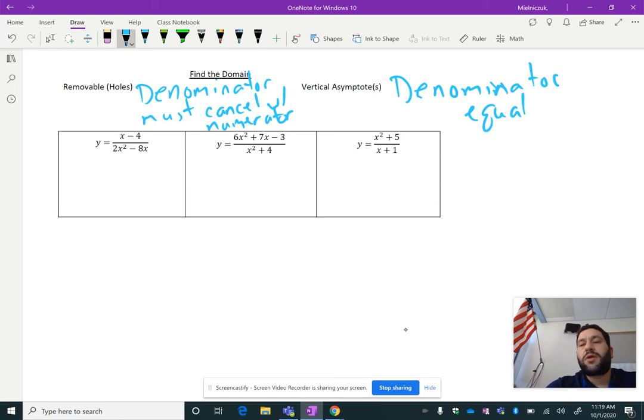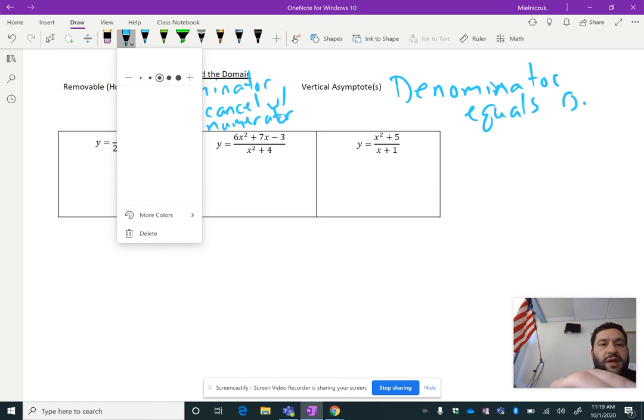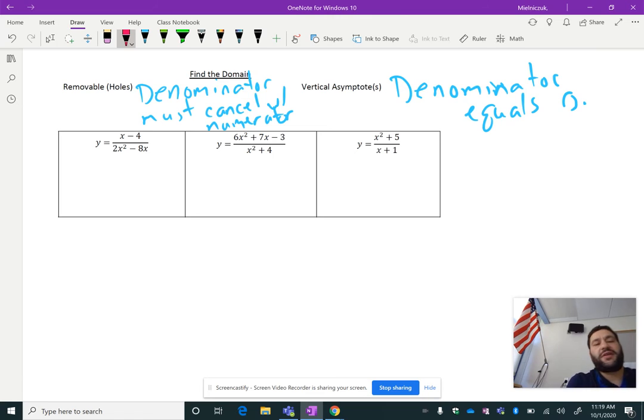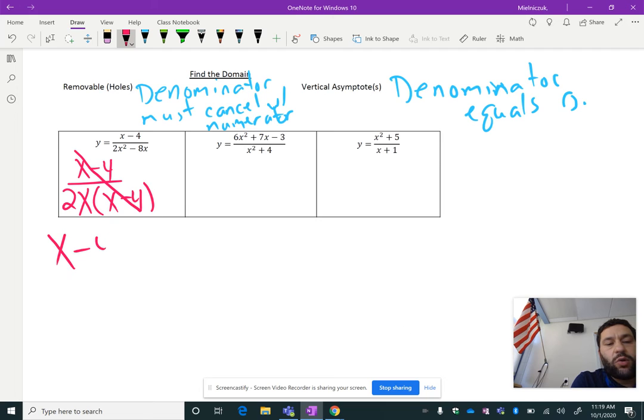Okay, so let's take a look at these examples. For the first example, we want to see what we can factor out. There's nothing on the top we can factor out, but we can rewrite the bottom as, let's see, I can take out a 2x, leaving me with an x minus 4. So this goes back to the removable holes. We can remove these by canceling them, meaning that we would have a hole when x equals 4.